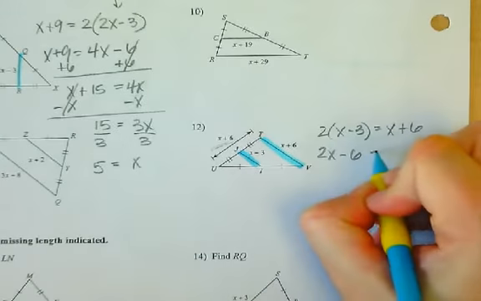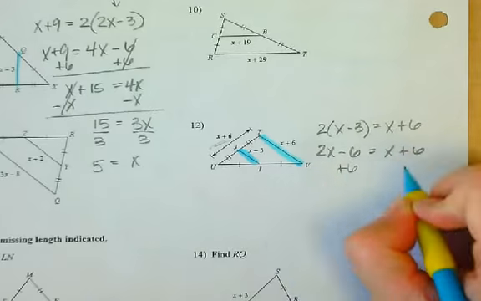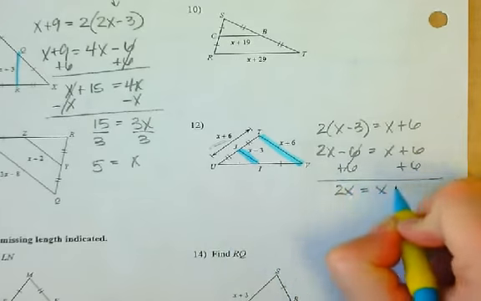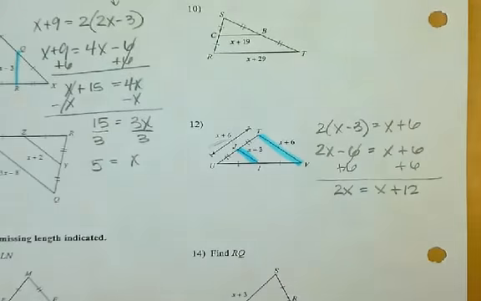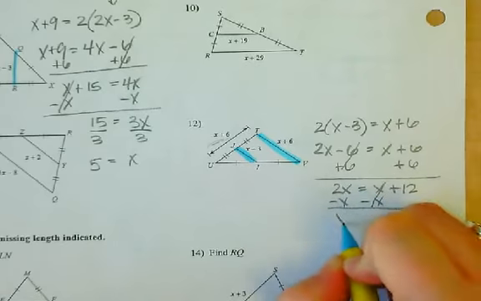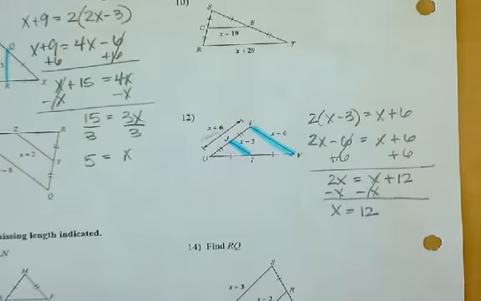So 2x minus 6 is equal to x plus 6. I'm going to add 6 to both sides. 2x is equal to x plus 12. Subtract x from both sides. So x is equal to 12.